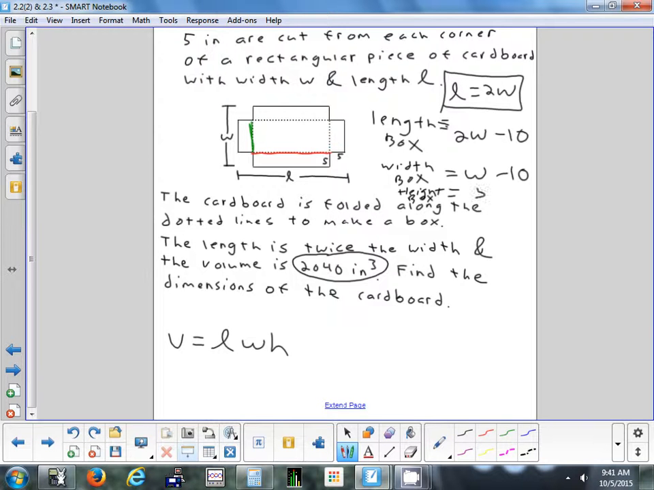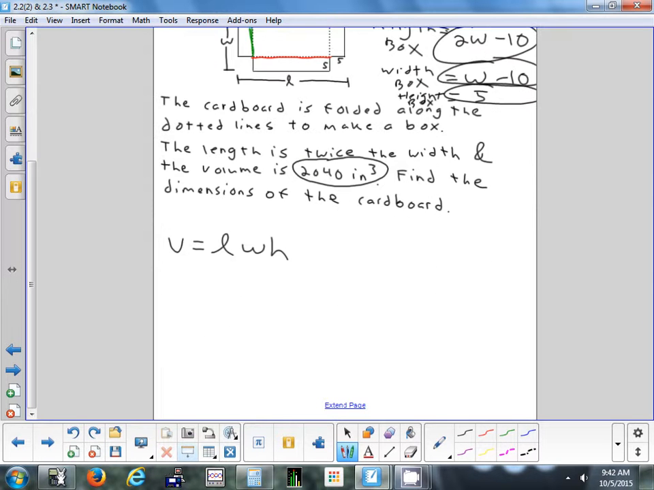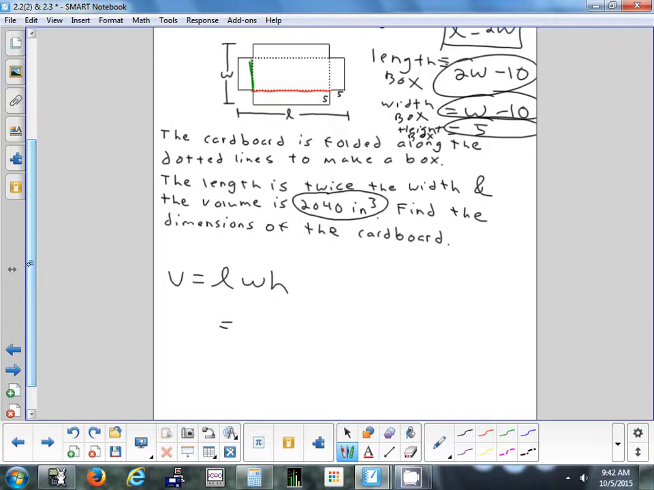Yeah, it's going to just be 5. That corner that you cut out when you fold this side up, this side right here is going to become the height. Right, so now just fill in those 3 things into our formula for volume. Okay, so we've got the length of the box. We've got the width of the box. And the height of the box. And what do we already know the volume is going to be when we multiply that out? 2040.